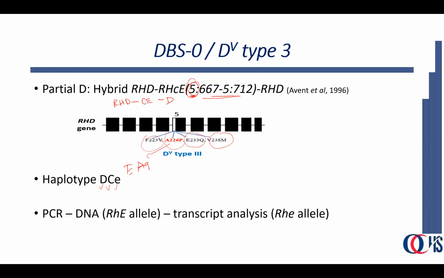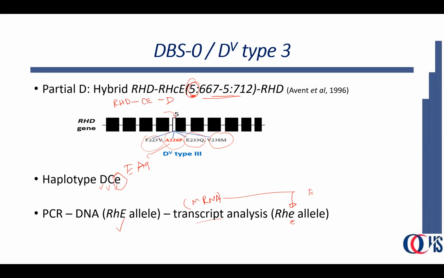All right. So the PCR testing is going to show you big E. Why is it going to show you big E? Because of the presence of the RHe allele inside the D gene. But actually, if you do the transcript analysis using messenger RNA, it will show you that there is no big E, but there is a small e allele only. So that's why the haplotype in this case is actually small e, but not big E.